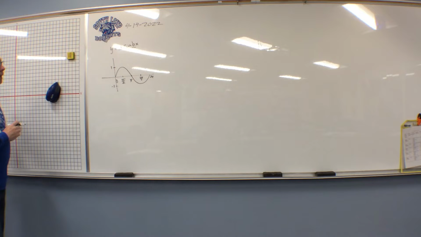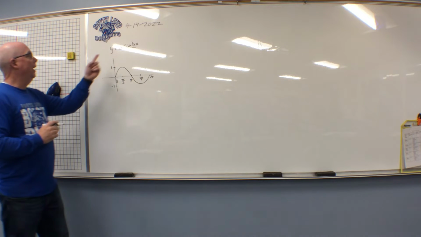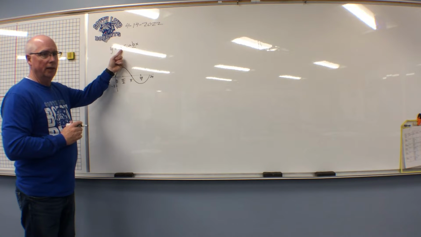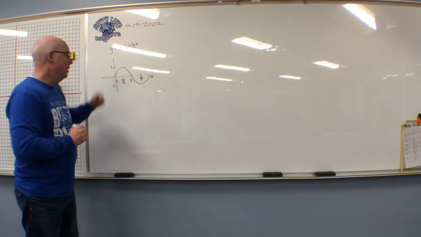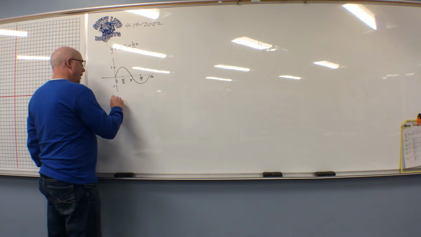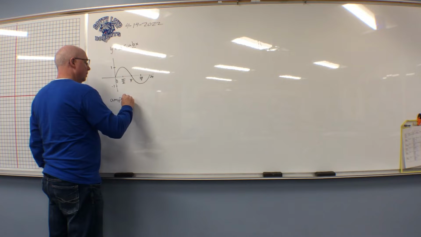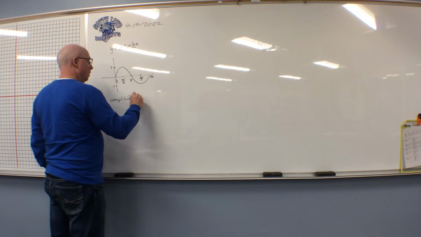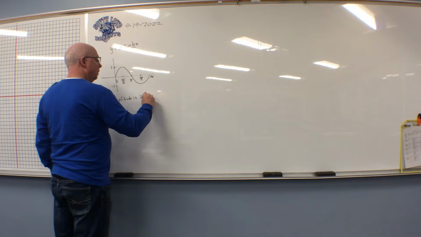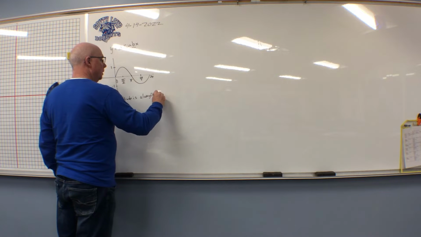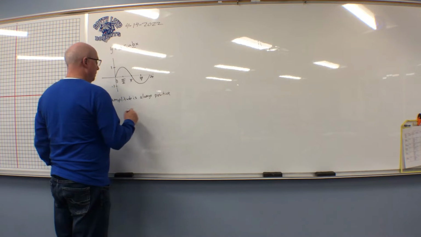Now, when I ask for amplitude, A gives you amplitude. The number in front is our amplitude. And I'm going to tell you this right now. Amplitude is always positive. But what happens is you do this.